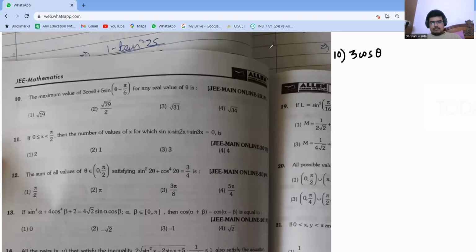तो इसमें तो मैक्सिमम मिनिमम का ही है ना. Do you know the formula for maximum value? हाँ, root of a square plus b square. Correct. But for that we'll have to simplify this further, because the angle should be same, theta and theta. This formula works when we have a cos theta plus b sin theta. So what are we doing with this sin of theta minus pi by 6?